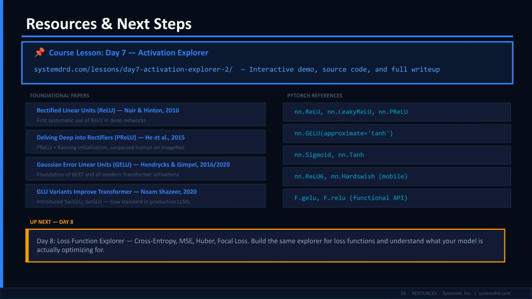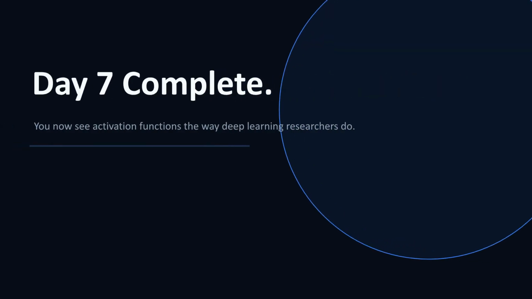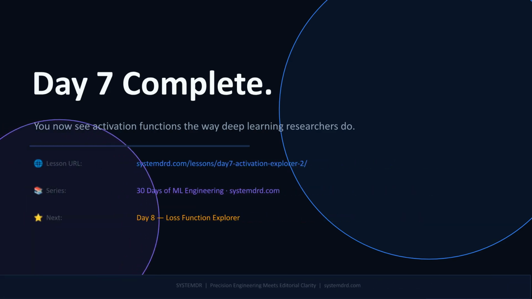URL. Next up is Day 8, where we will build a similar explorer for loss functions like cross-entropy and focal loss. Day 7 is complete. You now understand activation functions from a deep learning research perspective. Continue your journey with Day 8 on Loss Function Explorer.